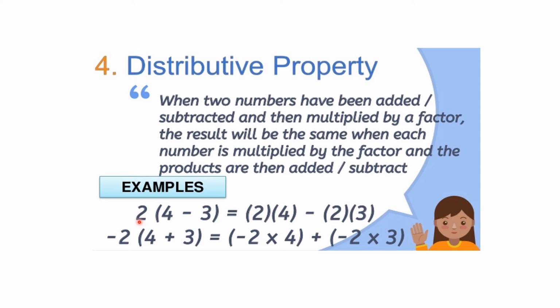Now I am going to multiply this factor with each number. So 2 into 4, and if there is a minus sign you take the minus sign in between, or if there is a plus sign you take the plus sign. So 2 into 4 minus 2 into 3. So when you calculate the answer, it will be the same. Similarly, coming to the next example, it is minus 2 into 4 plus minus 2 into 3. We will see different types of sums in distributive property in the next video more clearly, so that you can understand it very clearly.